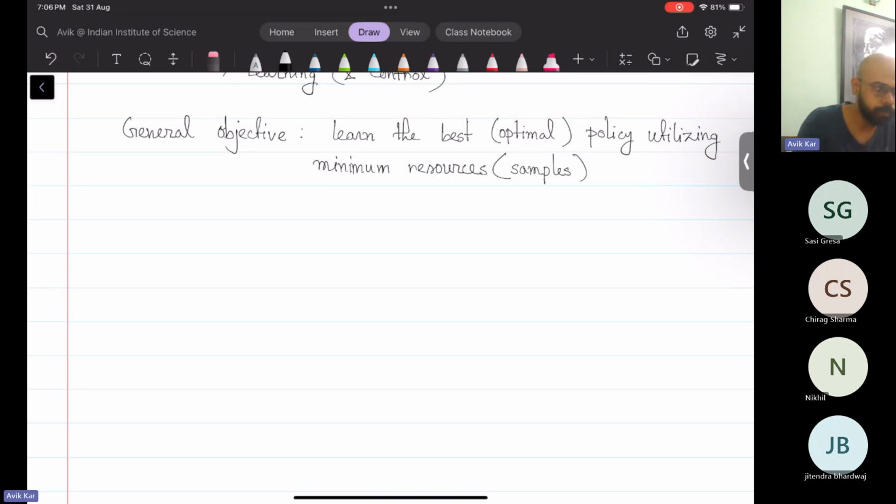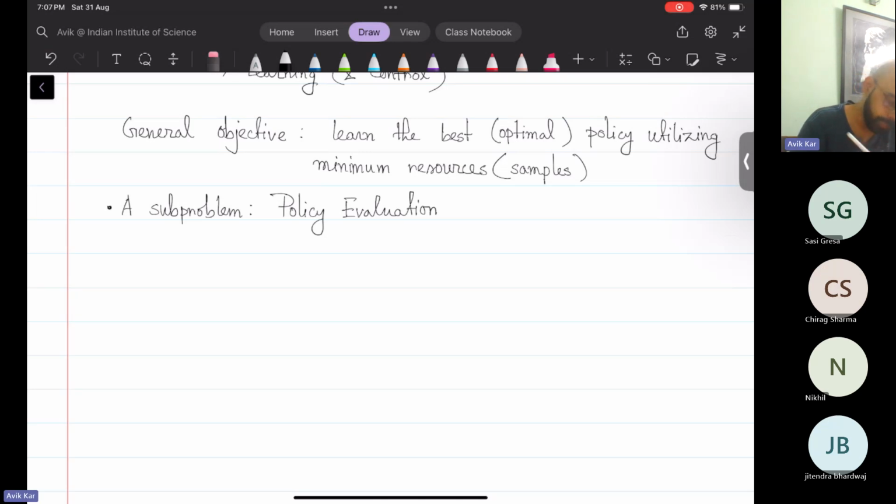In part of this tutorial, we'll look specifically at a subproblem, which is called policy evaluation. Why do we do policy evaluation? Because that could be useful in order to solve the main objective, what we are calling the general objective, to learn the optimal policy. Unless you know how to evaluate a policy, how can you compare two policies and find the better one and eventually the best one? That's why policy evaluation is an important problem.